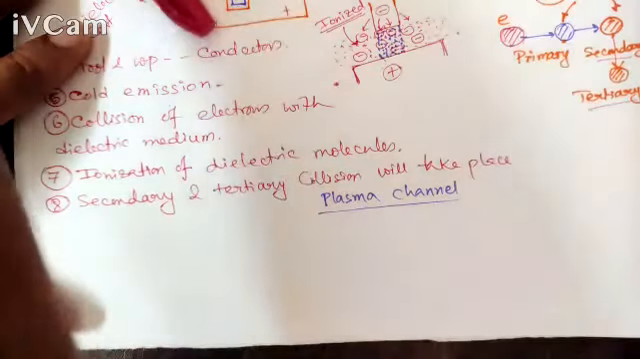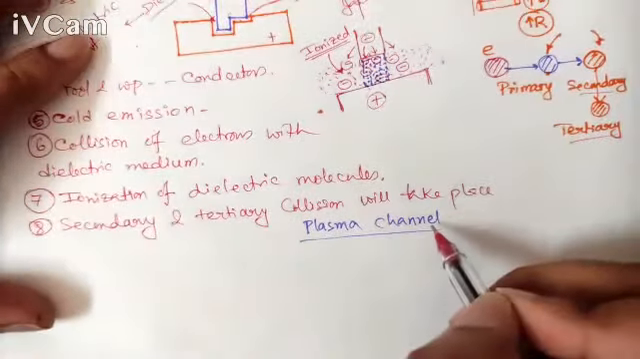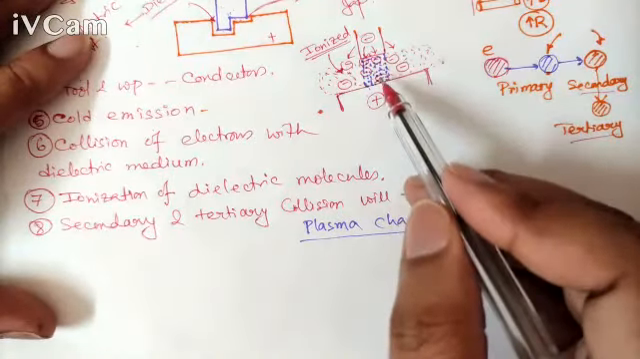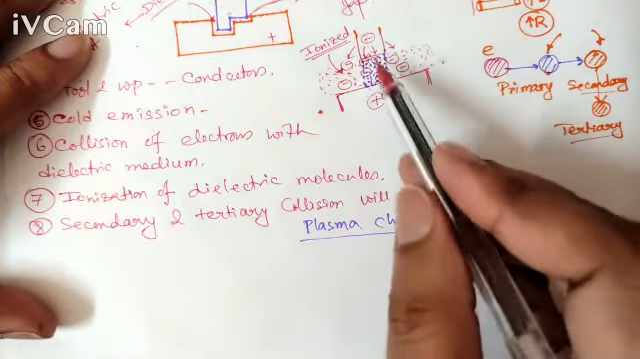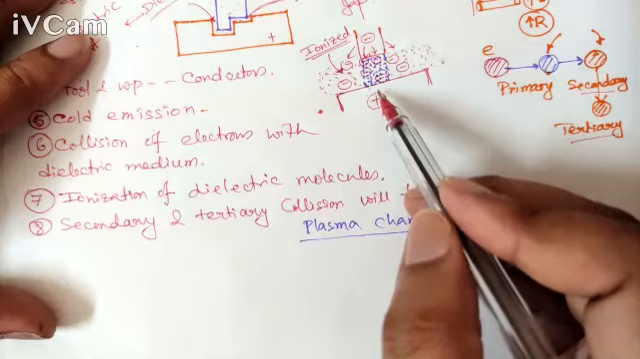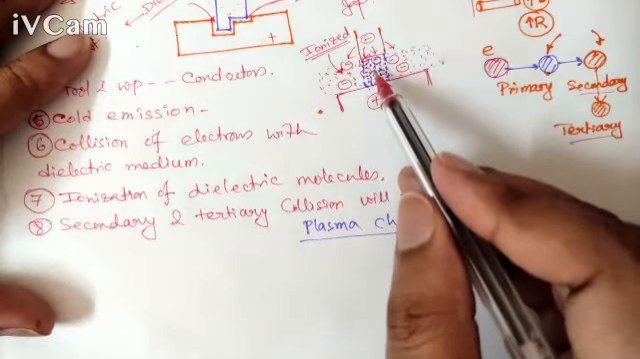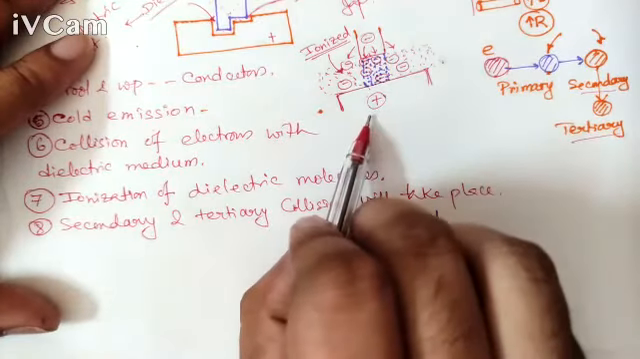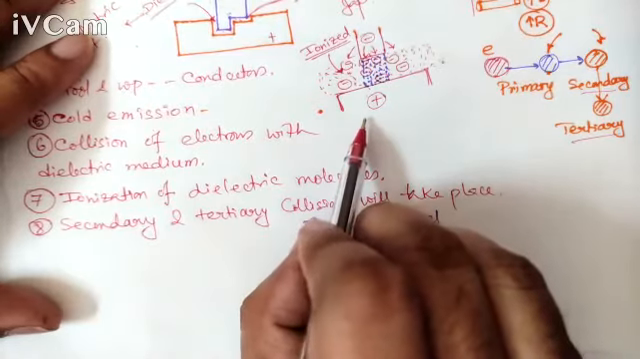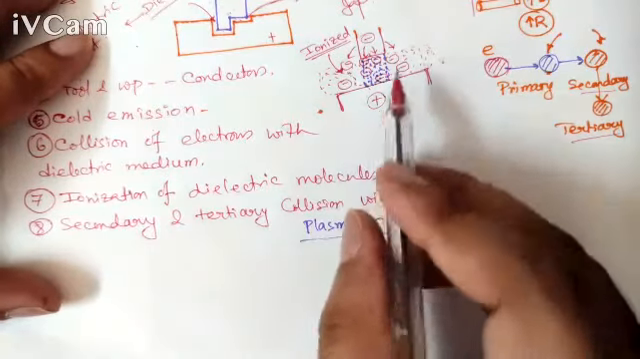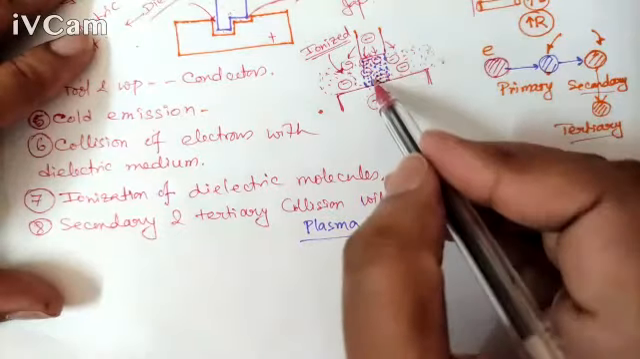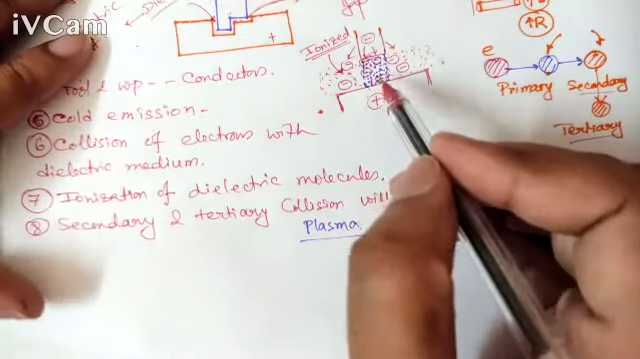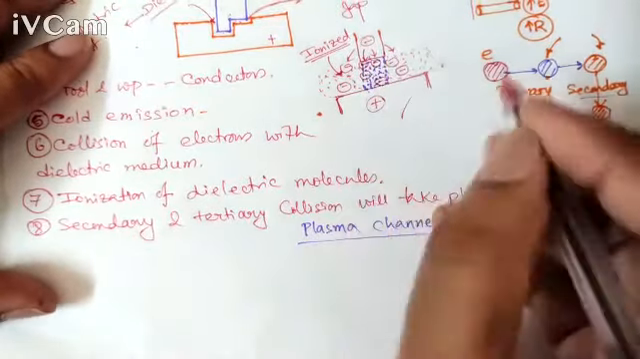Okay, so once we form the plasma channel, more electrons can flow freely through this path. And you know the velocity of electrons is very high, and they are getting attracted by the positive terminal or workpiece. Because of that, with high velocity, those electrons will come and strike the surface of this workpiece, and because of that some spark will get generated.